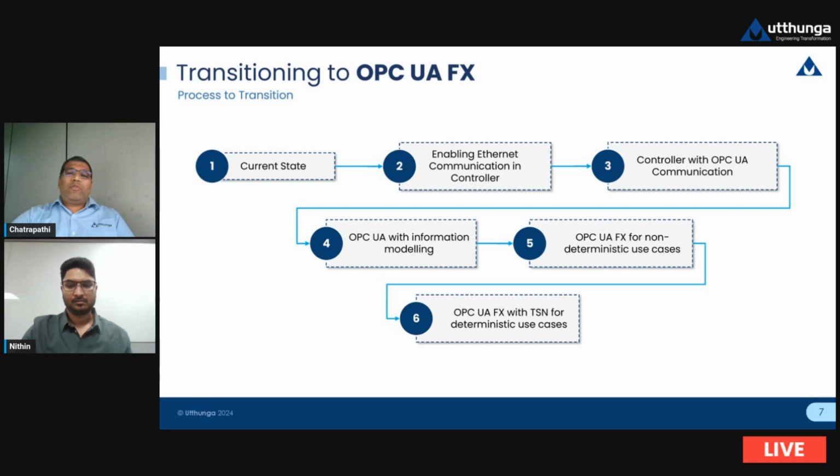So this is where OPC UA FX can work in some cases for non-deterministic applications as well, and then when you want full-fledged determinism with time-bound delivery of the messages, you can have it with TSN as the base network, on top of which you can have OPC UA FX. So from these aspects, we'll just look at how that transition looks like.